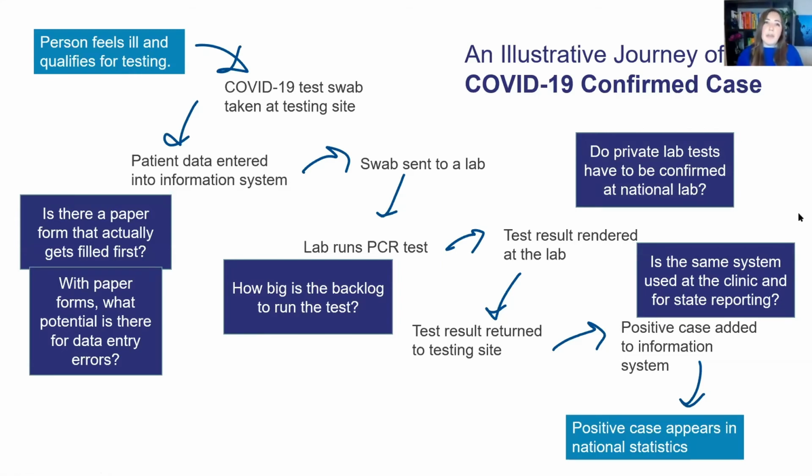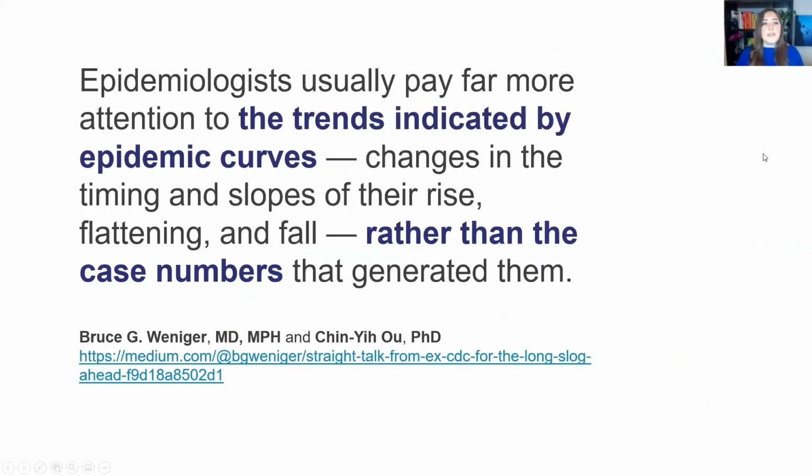But we have to think about the ways in which there are people involved in all of these different steps, and there is complexity, which is one of the reasons why epidemiologists usually pay far more attention to the trends indicated by epidemic curves, this case count that happens on a daily basis, changes in the timing and slopes of their rise and flattening and fall, rather than the case numbers themselves, which is funny because we have focused so much on looking at that new case count that happens every day.